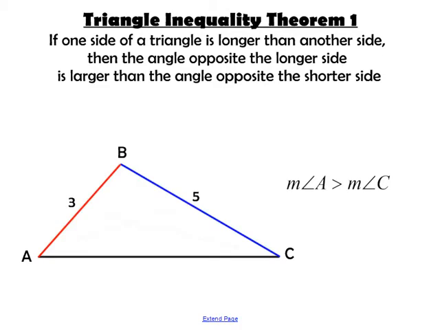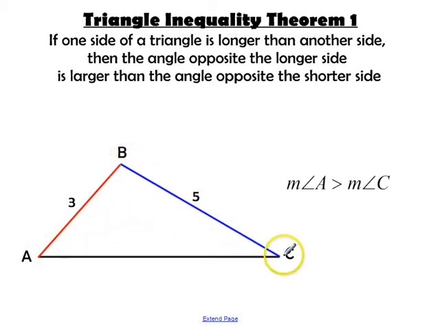Triangle inequalities. Triangle inequality theorem 1 states that if one side of a triangle is longer than another side, then the angle opposite the longer side is larger than the angle opposite the shorter side. So this theorem is basically stating that the longest side of the triangle is opposite from the biggest angle.